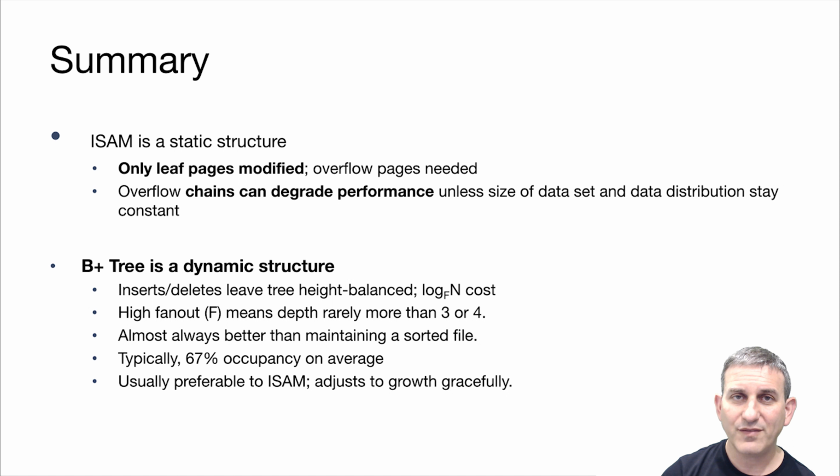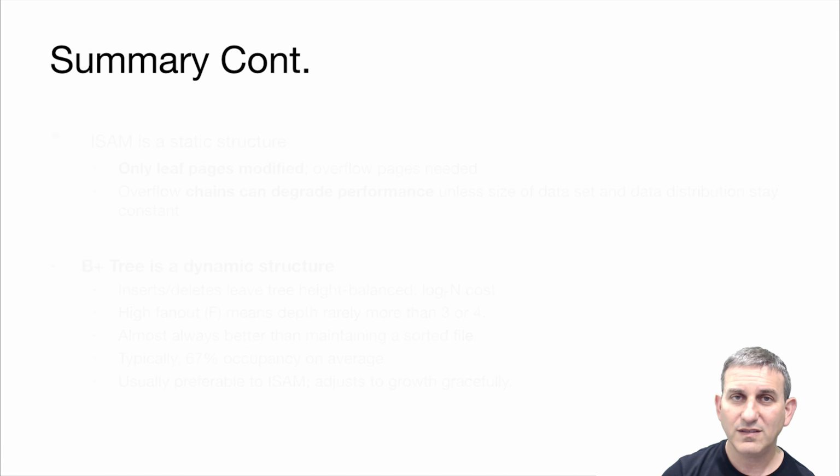So when we talked about having a sorted file in our previous analysis, think instead these days of having a B plus tree where we can scan across the leaves to look at data in sorted order. In practice, after many inserts and deletes, B plus trees are usually about 2/3 full. So that's a fact to know. That's been shown in studies. And in general, B plus trees are almost always preferable to ISAMs because they adjust to growth gracefully.